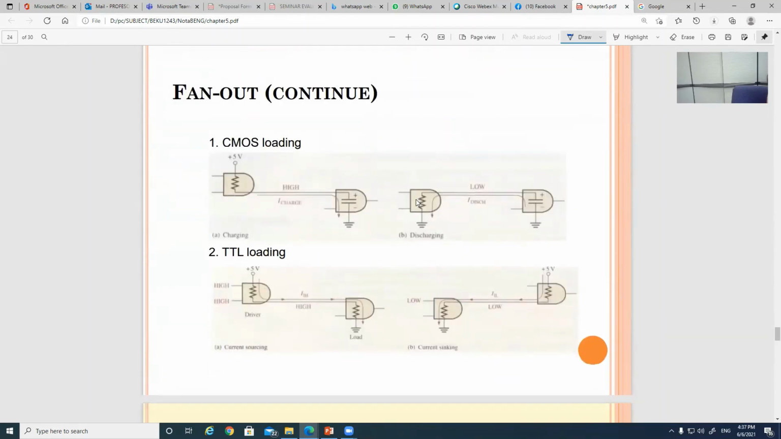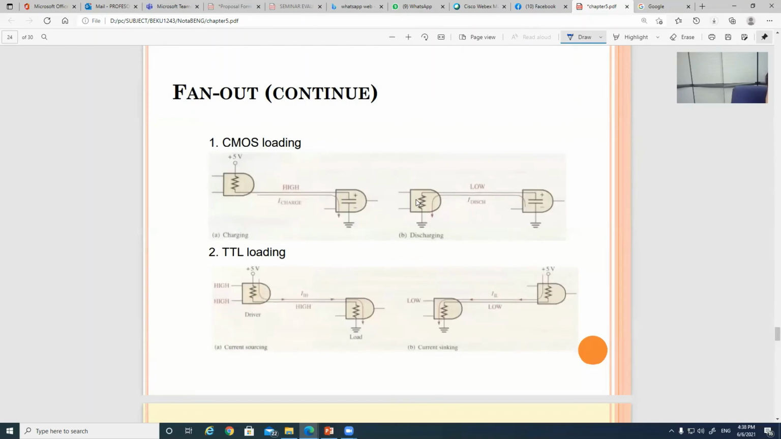For example, for CMOS logic, we have two types: charging and discharging. You can see here we have 5 volts, and the current flows to the next gate. This one we call charging. For CMOS, this is charging, and this one is the ground. This one we call discharging.